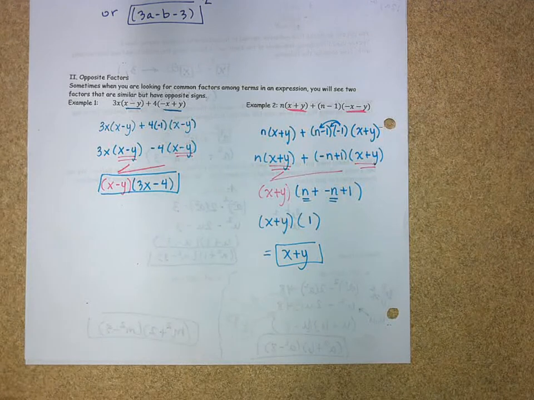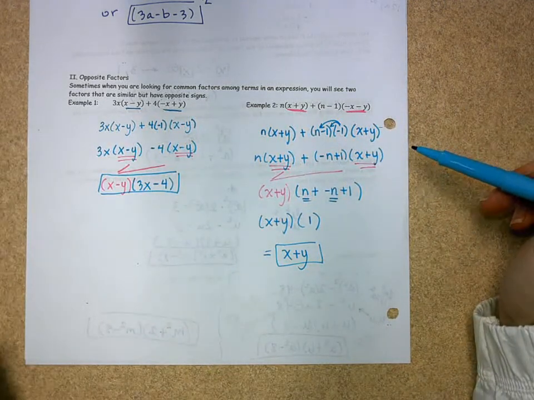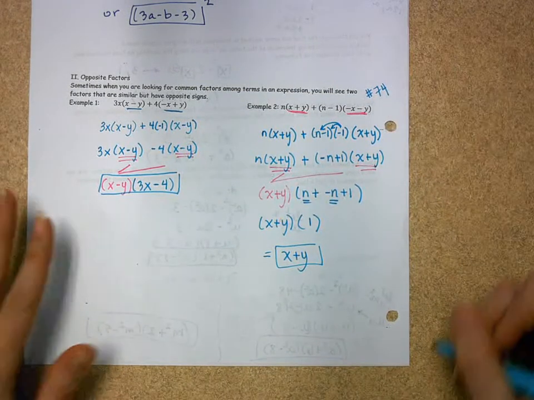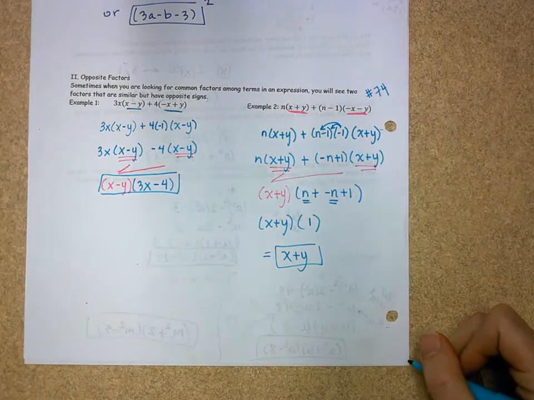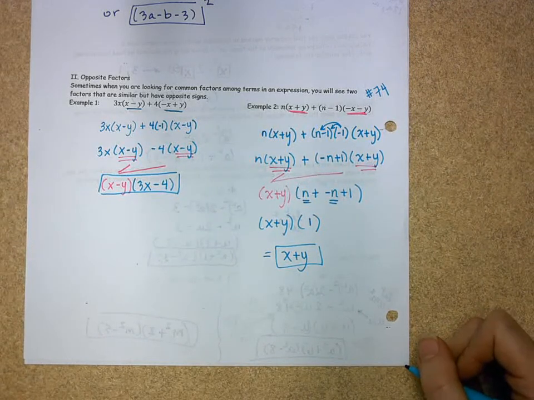Any questions on that? That's what happens if you have opposite factors. Number 74 in your homework is like these type. So that's why we didn't do it yesterday, but you do have it added to tonight's homework. All right, go ahead, flip it over then.